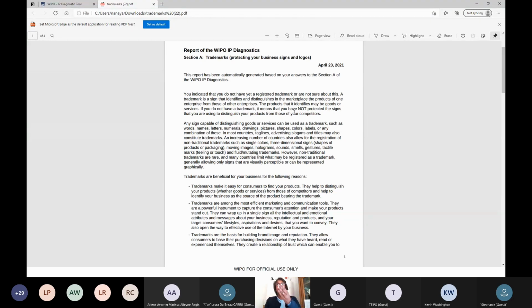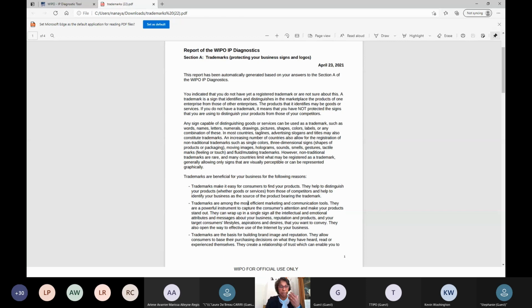And it says that if you do not have a trademark, it means that you have not protected the signs that you use to distinguish your products from those of your competitors. And then it explains that any sign capable of distinguishing your goods and services can be a trademark, and it goes on to explain the kinds of signs that are involved. And this is basically any kind of sign.